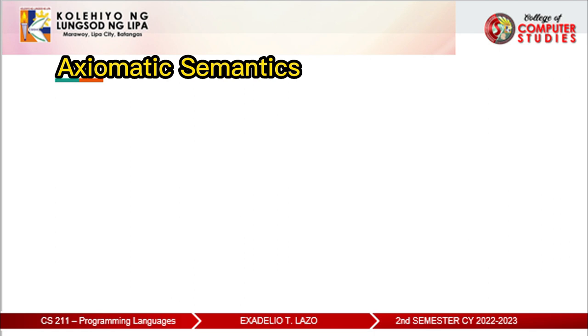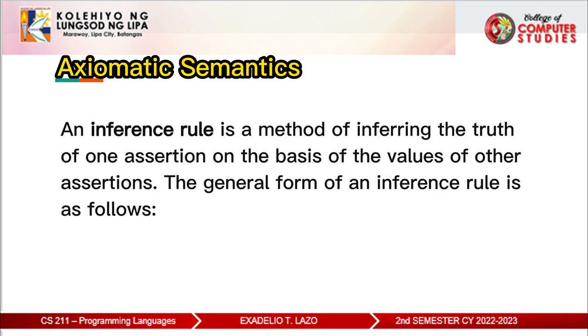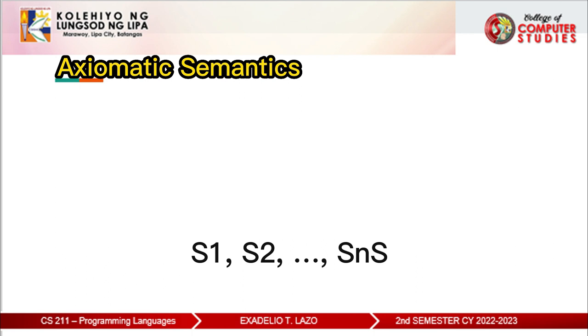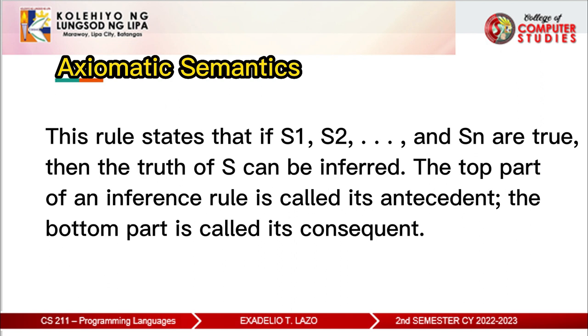An inference rule is a method of inferring the truth of one assertion on the basis of the values of other assertions. The general form of an inference rule is as follows: S1, S2, ..., Sn over S. This rule states that if S1, S2, and Sn are true, then the truth of S can be inferred. The top part of an inference rule is called its antecedent. The bottom part is called its consequent.